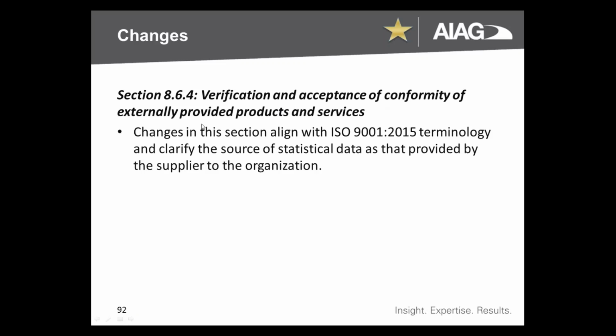8.6.4, verification and acceptance of conformity of externally provided products and services. The changes in this section were made to ensure conformity with ISO 9001:2015 terminology and clarify the source of statistical data as that provided by the supplier to the organization. So it says receipt and evaluation of statistical data provided by the supplier to the organization. There's our change.